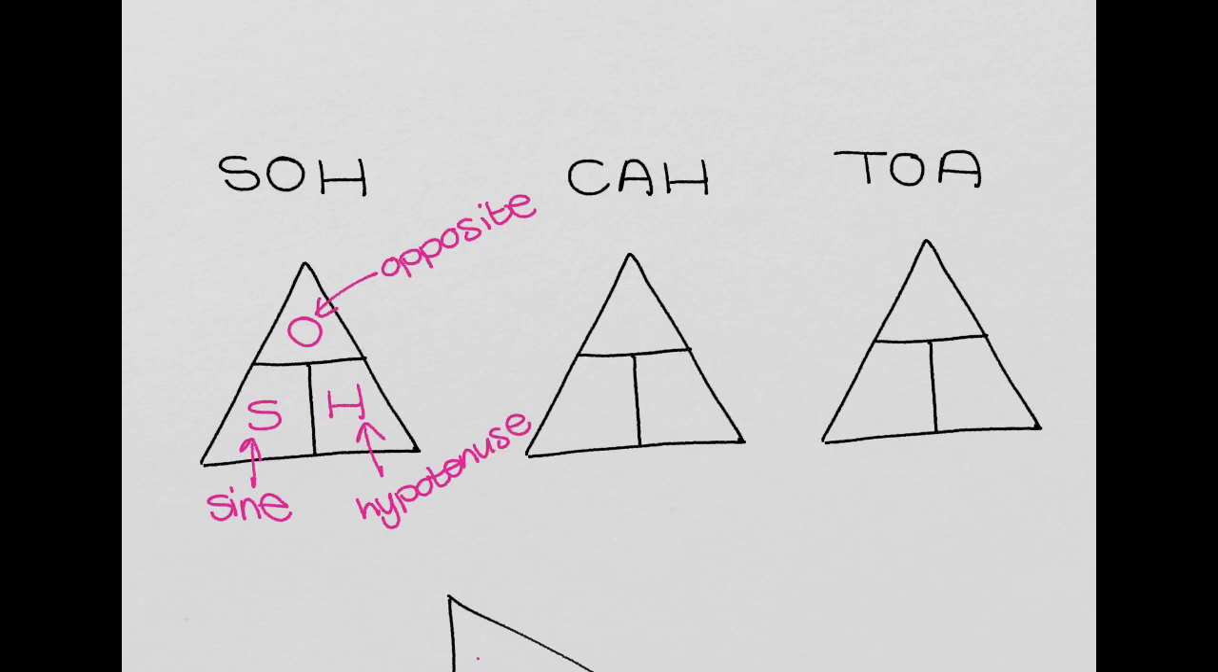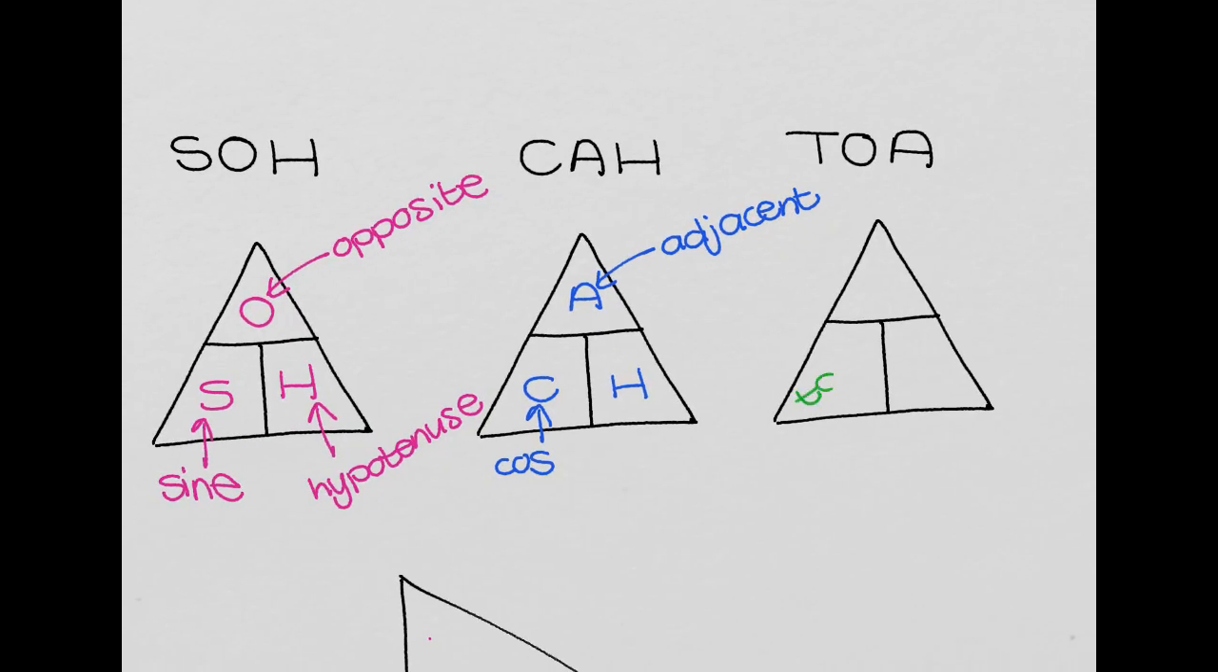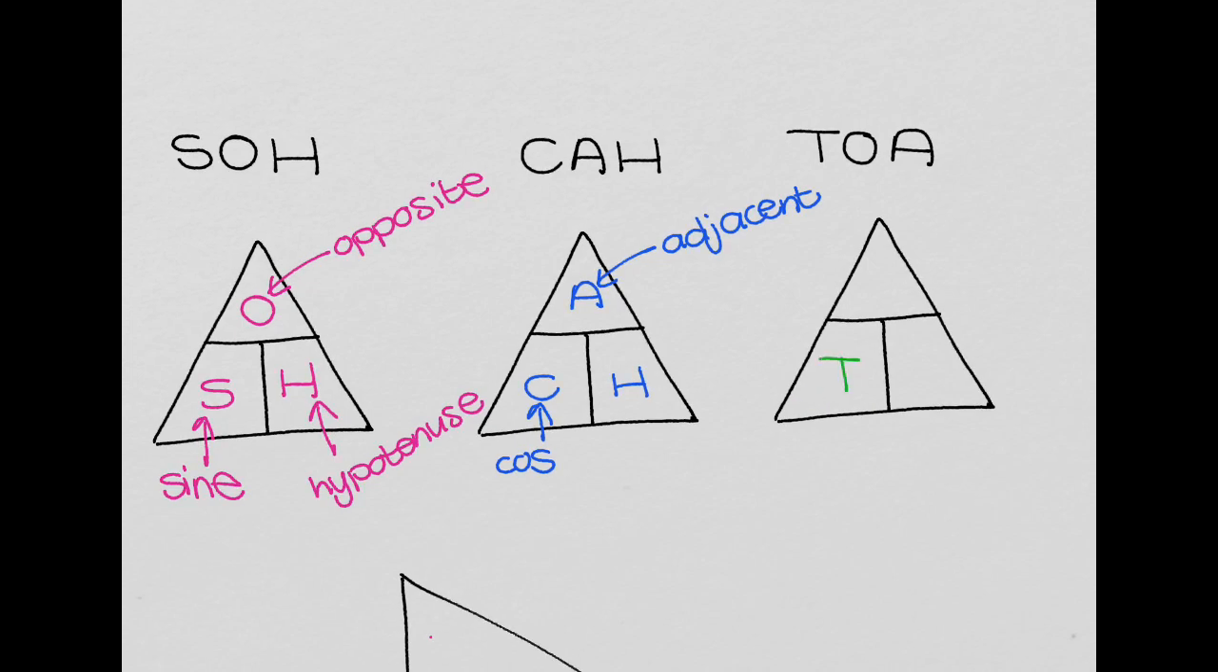Then you've got CAH. CAH stands for C-A-H, where the C is cosine or cos. The A stands for adjacent, which is a really fancy way of saying right next to, and the H again stands for hypotenuse. Then you've got TOA, and TOA is for tan. Oh, sorry, I put the wrong thing in the wrong place. Bear with me a sec. So you've got TOA, and the T stands for tan, and tan is opposite over adjacent.